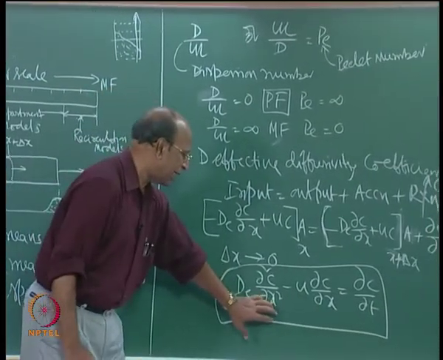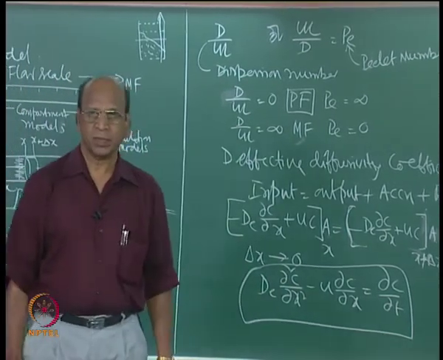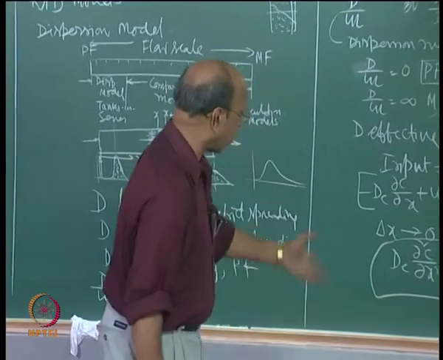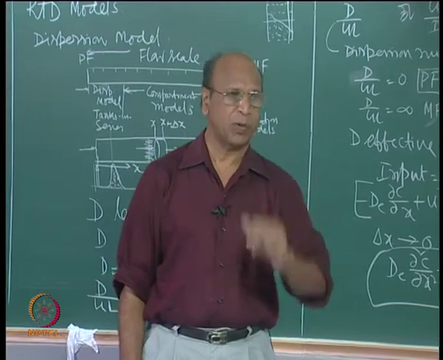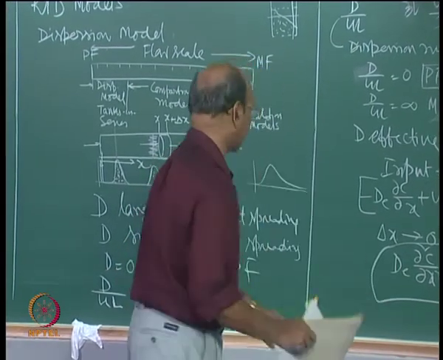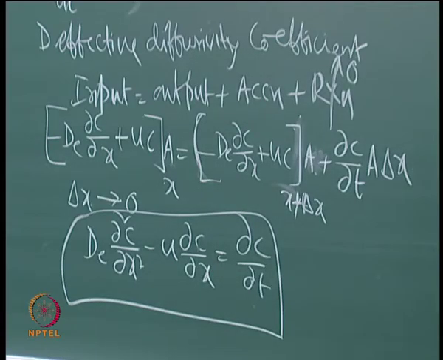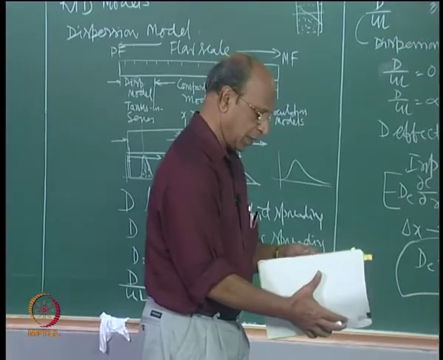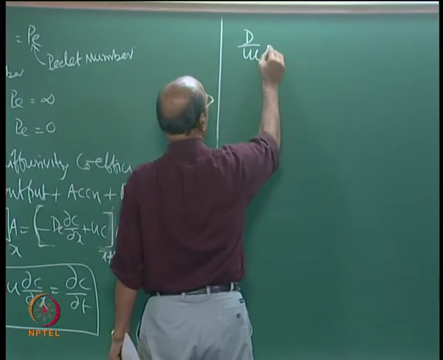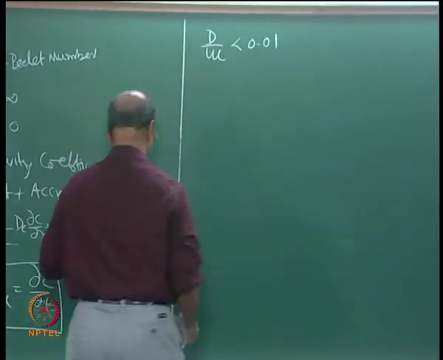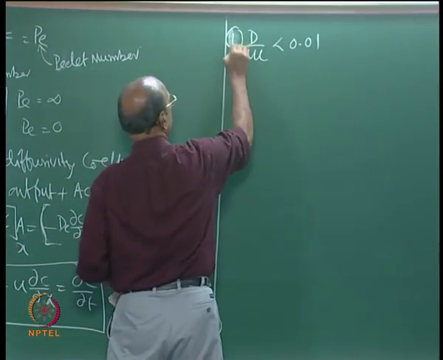Good. So, this equation he simplifies in the sense that if D is very, very small, whatever boundary condition you use, you will get only one type of response, that means concentration versus time data. And that number he also put: if D by u L is less than 0.01.